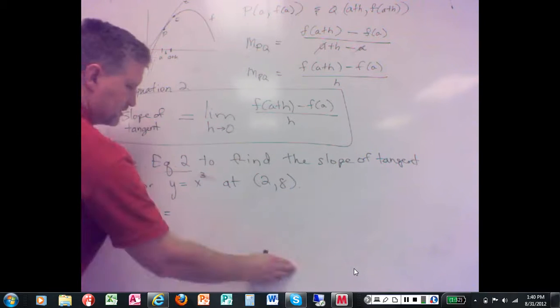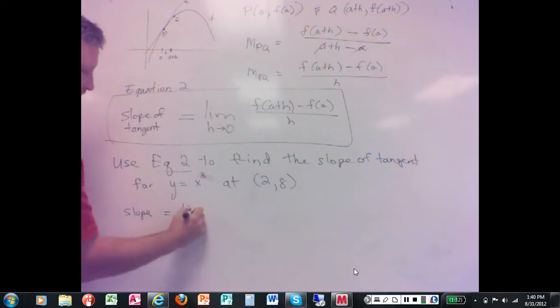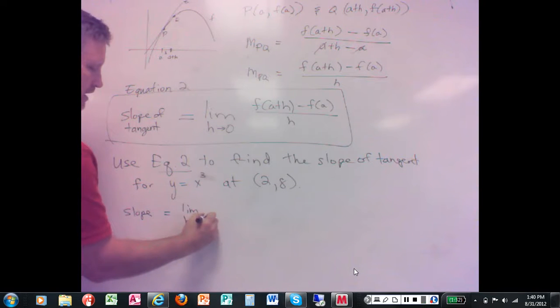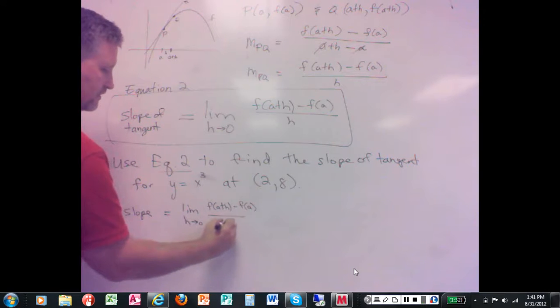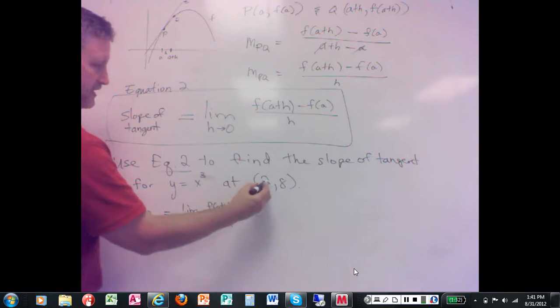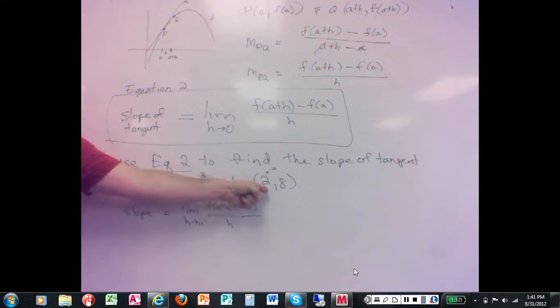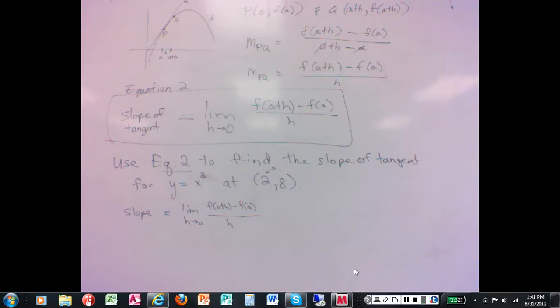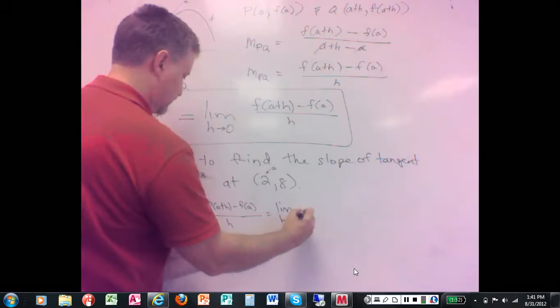All right, so slope of the tangent line using equation 2. It's the limit as h approaches 0 of f of a plus h minus f of a over h. And again, let's label it out first. What is a? a is what the x value is here. So a is 2. It may say a is 2, but if it gives a point, the x value is the a: (2, 8). All right, so let's replace the a by 2.